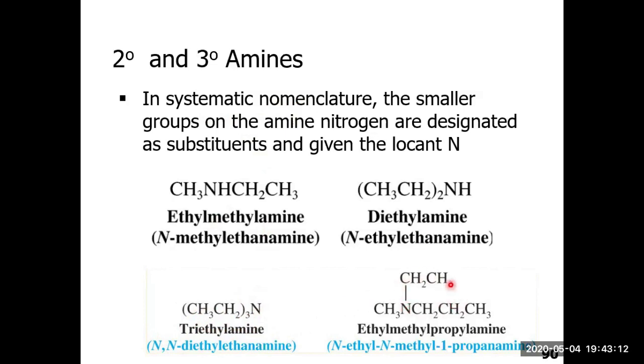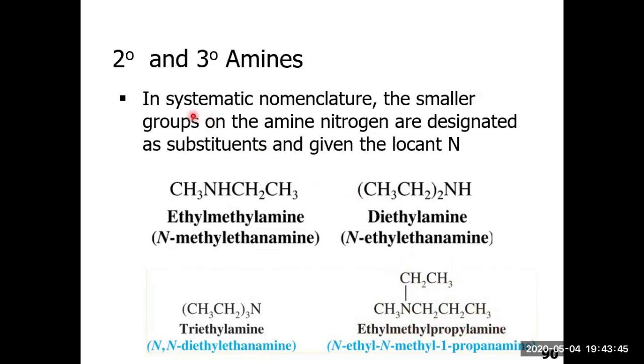Lastly, we'll try to consider this example. So we have a nitrogen that is bonded to three different substituents. So we have here an ethyl group, a methyl group, and a propyl group. One way to name this one is to simply state the substituents bonded to the nitrogen and add the word amine. Now, do not forget to alphabetize those substituents. The naming of this molecule will be ethyl, methyl, propyl, amine.